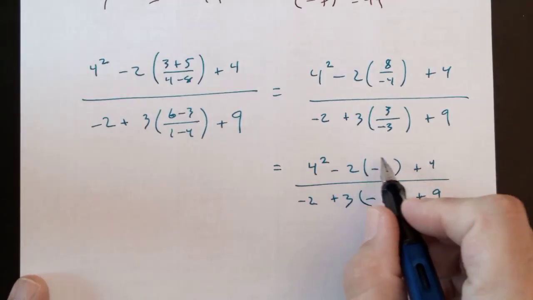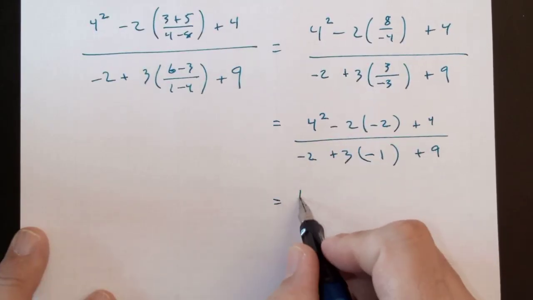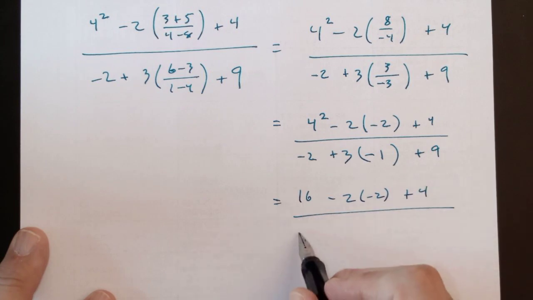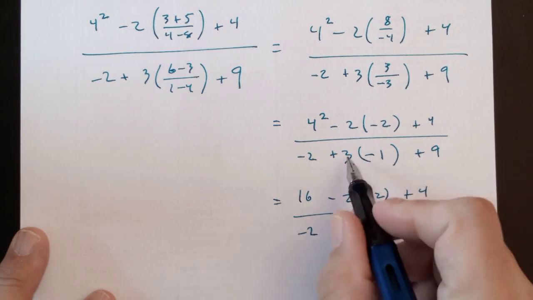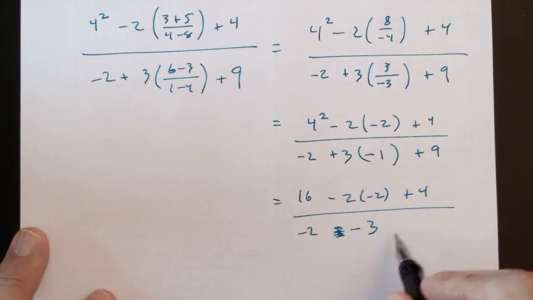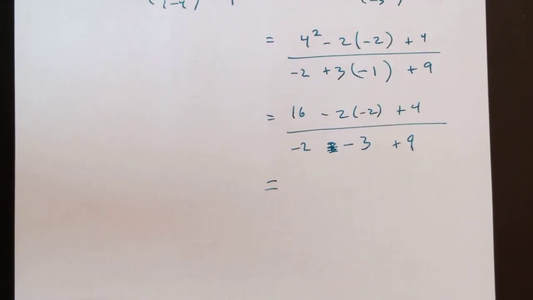So powers come before multiplying. I've got to do this power. 16 minus 2 times minus 2 plus 4. Negative 2 plus, 3 times negative 1 becomes a negative. You could write plus a negative 3 if you wanted to leave that in the parentheses. That's fine. Multiply, and then I will have all the top to add and all the bottom to add. And then I'll end up with number over number.